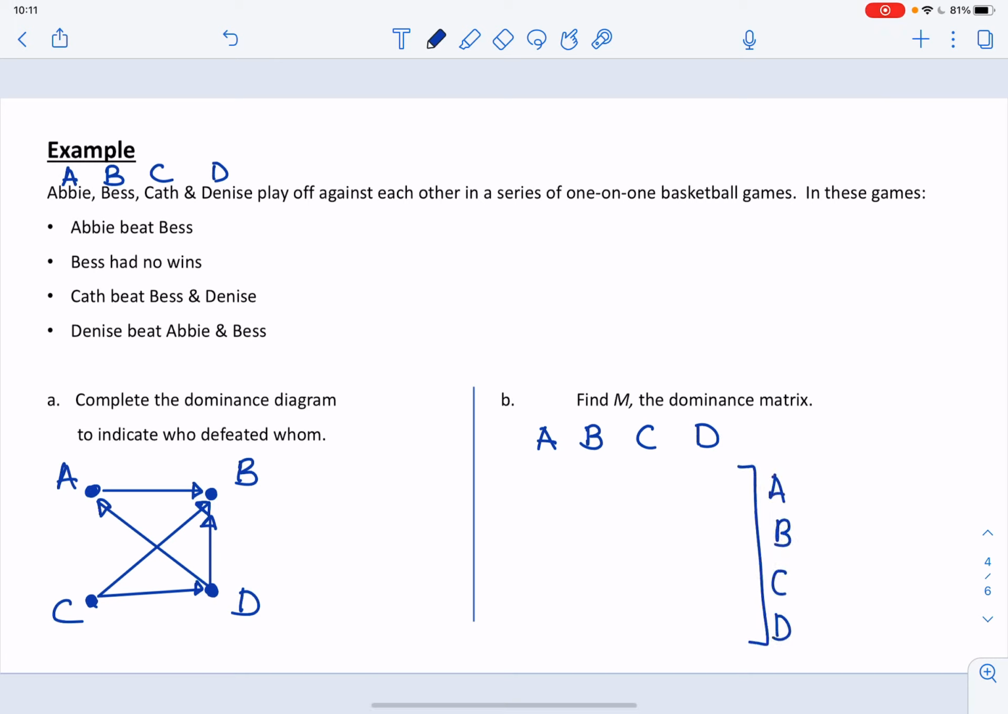Draw my square brackets. Now, these are the winners. And these guys are the losers. Well, not really losers, but the people that lost. So A beat B. So A didn't play A, but A beat B. A didn't beat C, and A didn't beat D. Going through B, she won nothing.